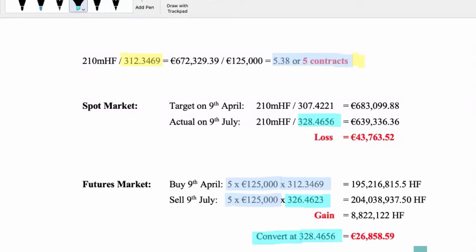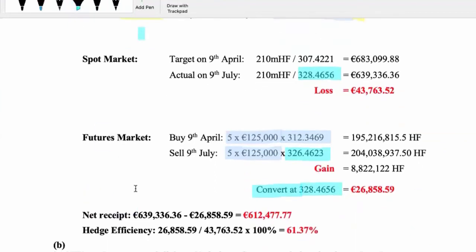Okay, so there's another note for you to jot down. When you're dealing with the futures market, if there's a gain or a loss in the foreign currency, you need to convert it at the current spot price. Okay, so now we need to identify the net receipt.